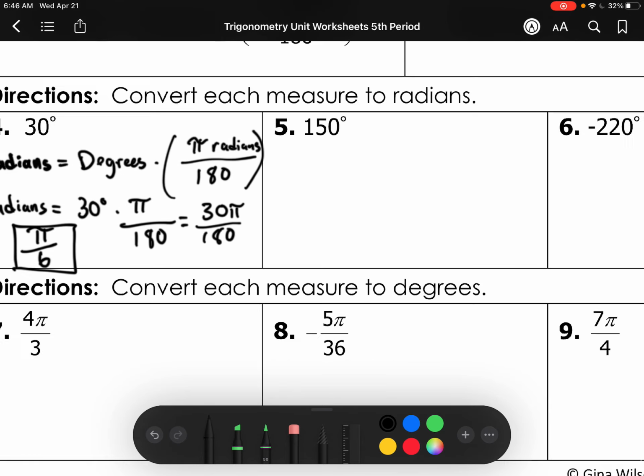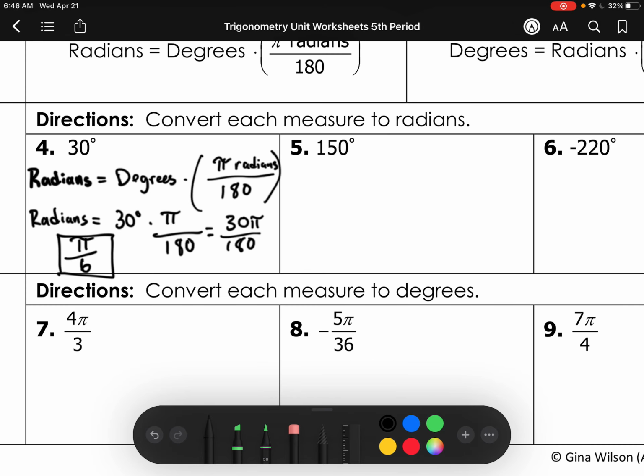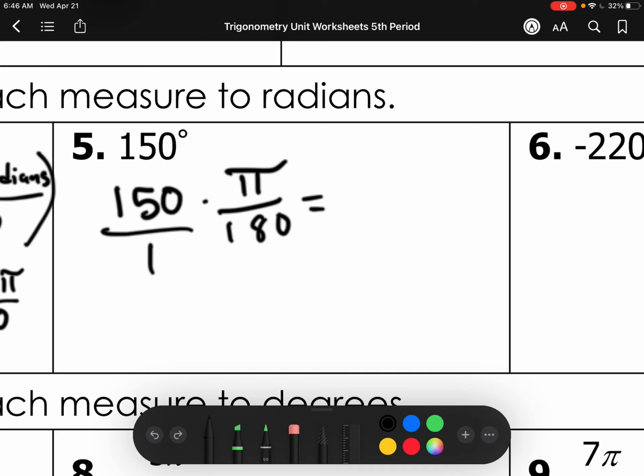All right, so let's look at 150. Again, it's going to be the degrees. So 150 degrees times pi over 180. I don't know if it didn't make sense in the first one, but this is the same as 150 over 1, right? And when you're multiplying two fractions, you do numerator times numerator, denominator times denominator. That's how I got 30 pi over 180 in the previous one. So here we're going to get 150 pi over 180.